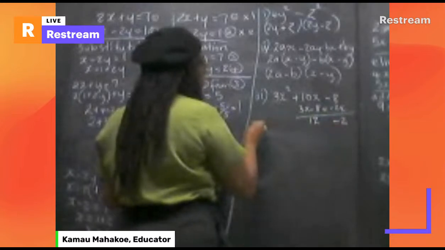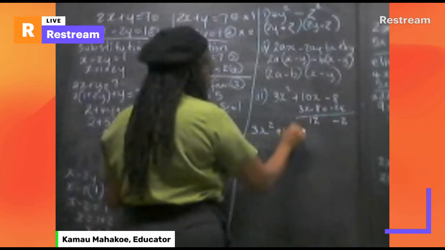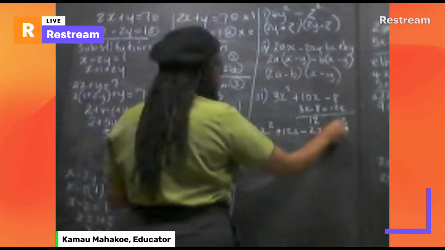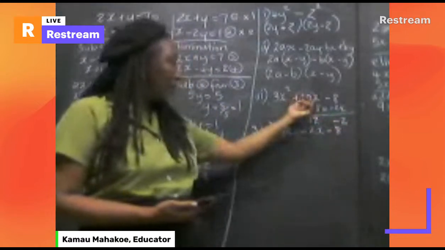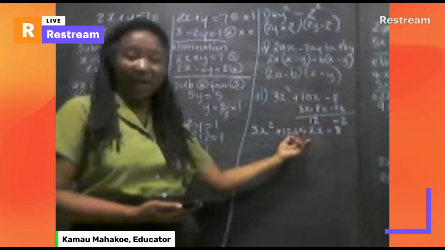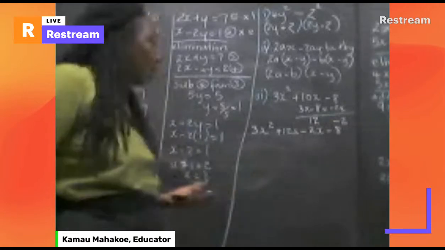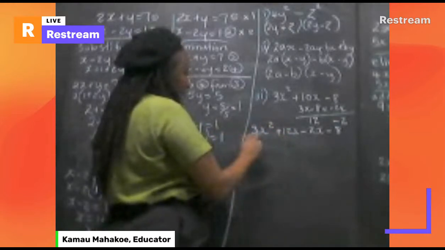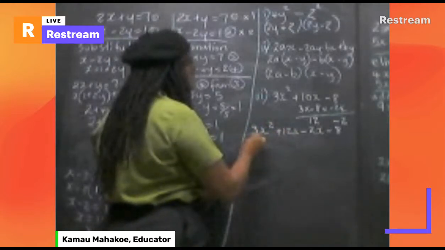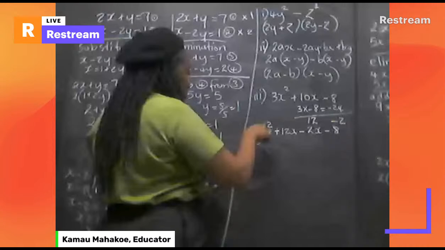So we'll have 3x squared plus 12x minus 2x minus 8. It's the same equation, we just broke up the 10x into 12x minus 2x so that we can factorize in pairs. So we're going to factorize these two. The common factor of 3x squared and 12x is 3x. 3x into 3x squared goes x, and into 12x goes 4.